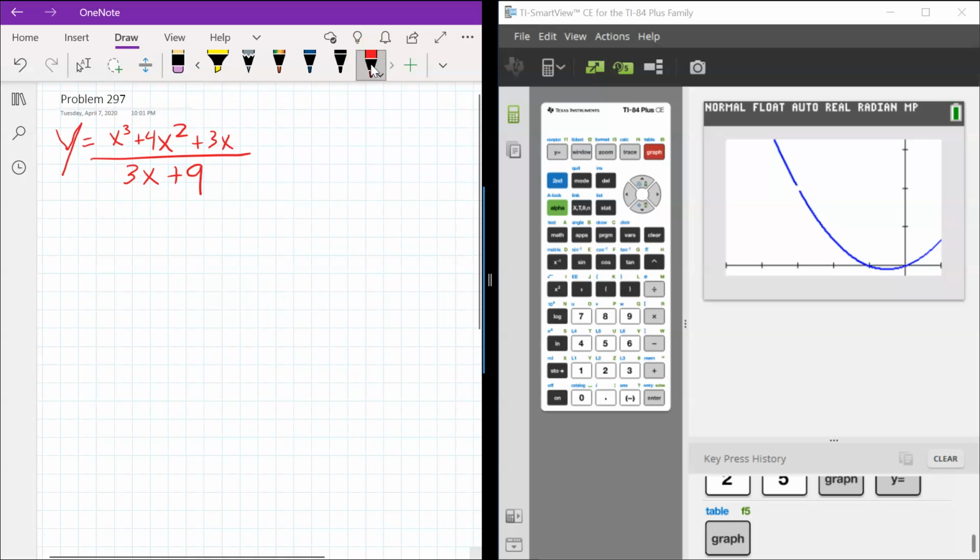Hello everyone, this is section 4.6 and we're looking at problem 297. 297 has a function y equals x cubed plus 4x squared plus 3x all over 3x plus 9. That is definitely a rational function, and we are asked to find local maximum, local minimum, any inflection points, and any asymptotic behavior. We're not supposed to have a look at the graph.